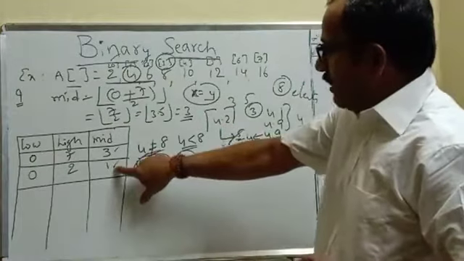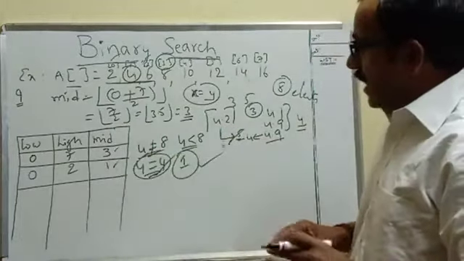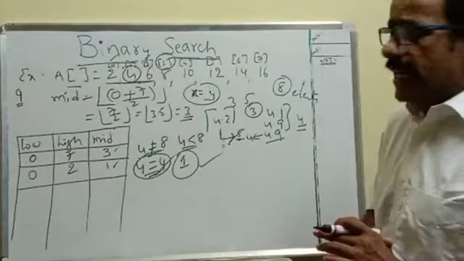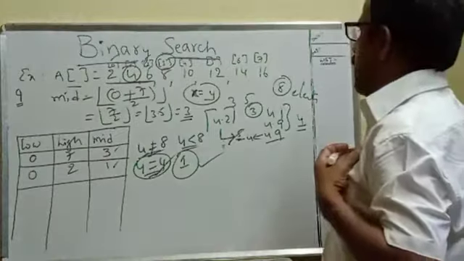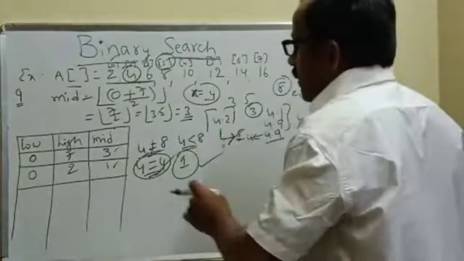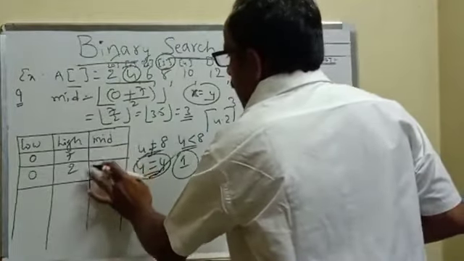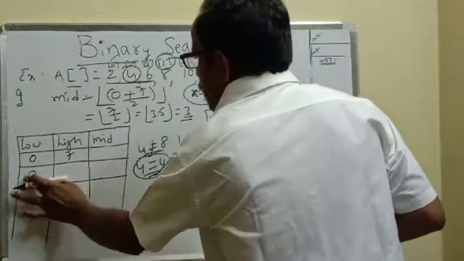Then what is the location number now? Every time search is successful, simply return the mid location number. So this is the successful search related case. Suppose I take any other element which is not present in the list.